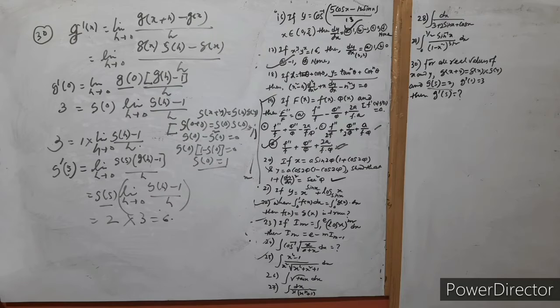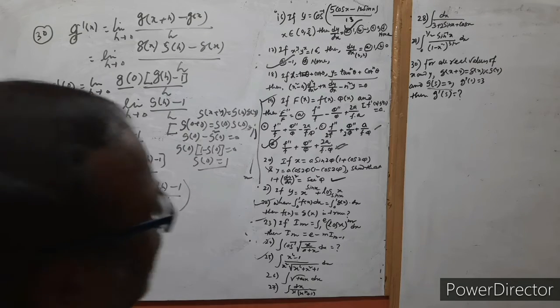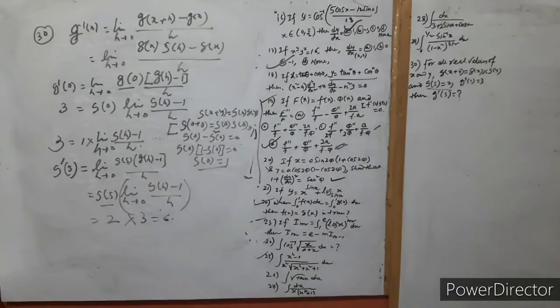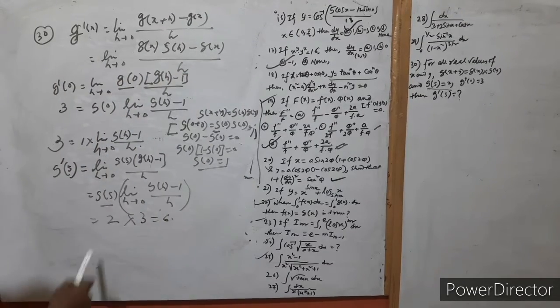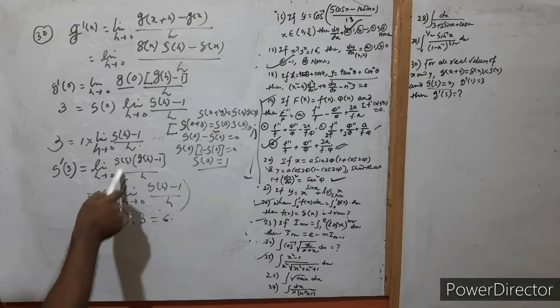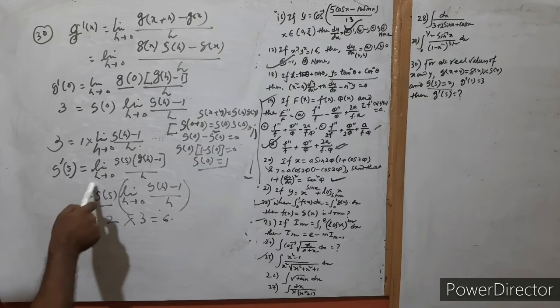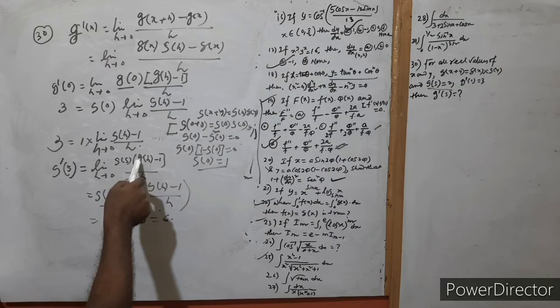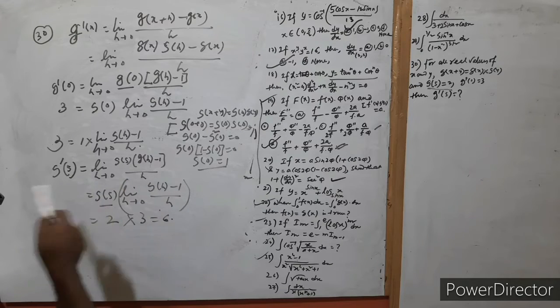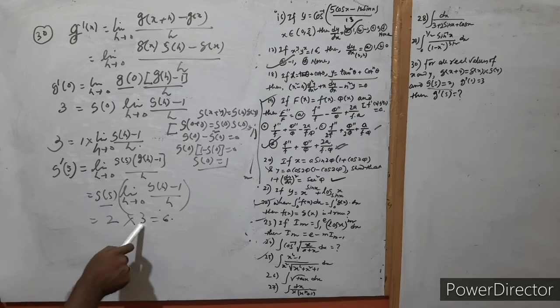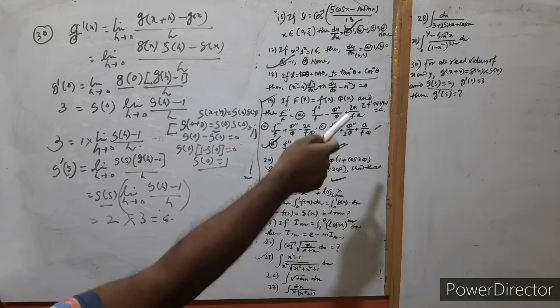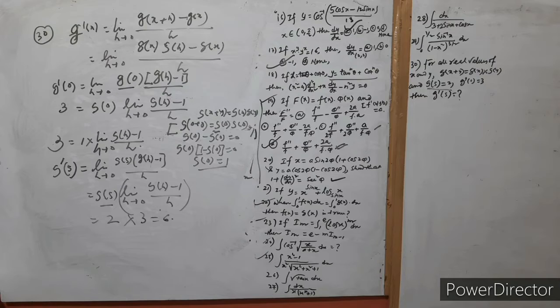Now we have to find g dash 5. Given that g of 5 is 2, we apply these rules. g dash 5 is equal to the limit as h tends to 0 of g of 5 into g of h minus 1 by h, taking g of 5 common, and from the earlier equation we get 3. So substituting, g of 5 is 2, and 2 into 3 is 6. This is the solution of 30.